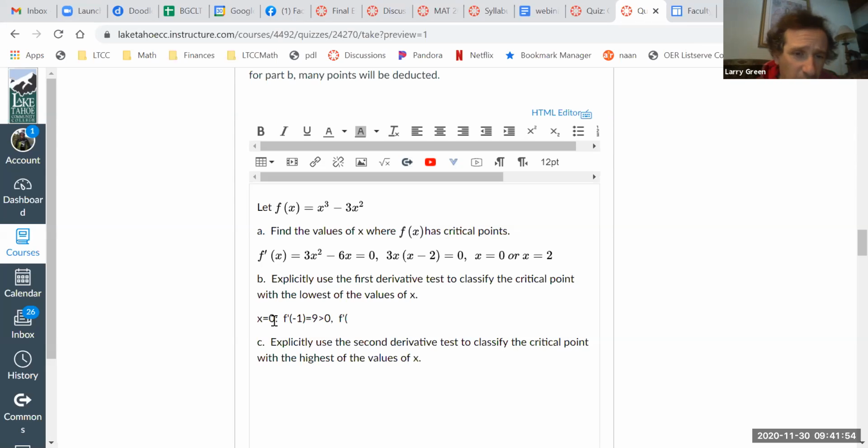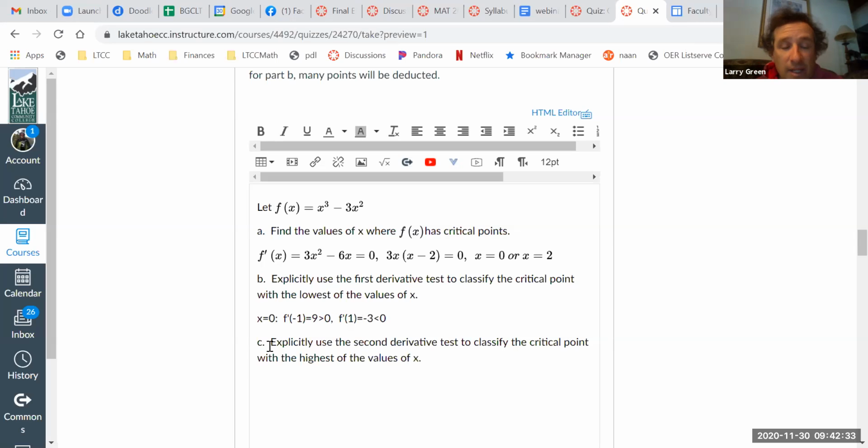Then f prime of, and now I need to get a point that is to the right of 0. What's wrong with using the point x equals 3, for example? Because that's to the right of 0. What would be wrong with saying x equals 3? Yeah, you can't pass a critical point. So let's use x equals 1. You can use a half if you want, but 1 is the simplest because we haven't passed the other critical point. And f prime of 1 is equal to 3 minus 6, which is -3, and that's less than 0.